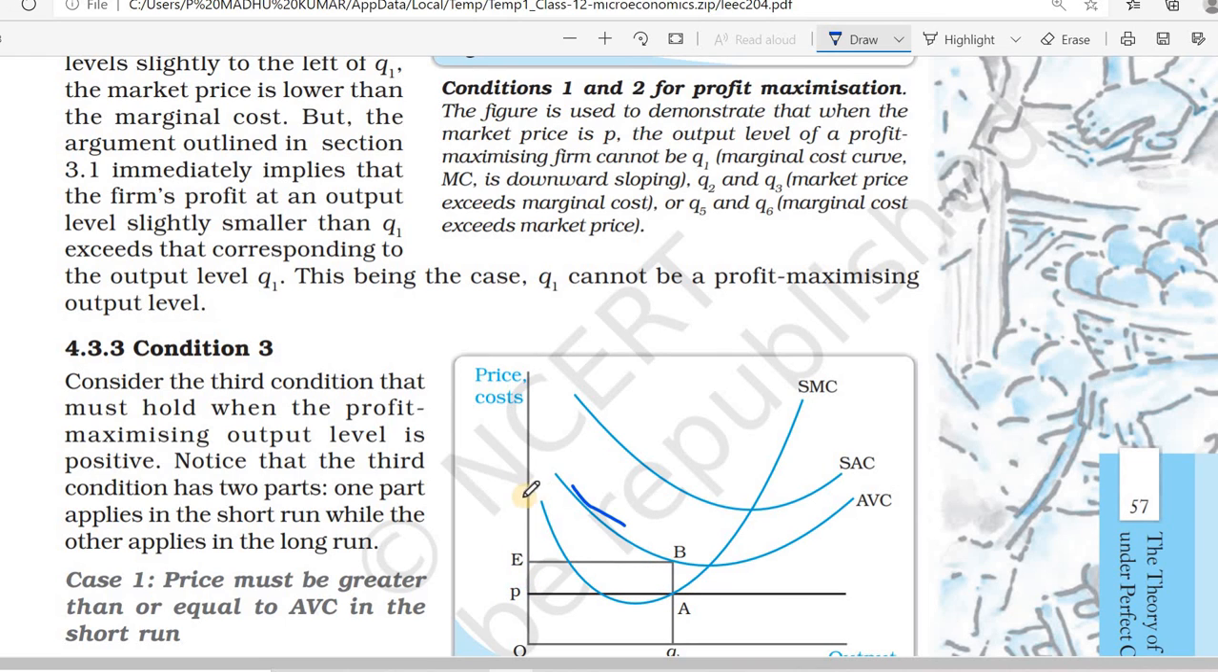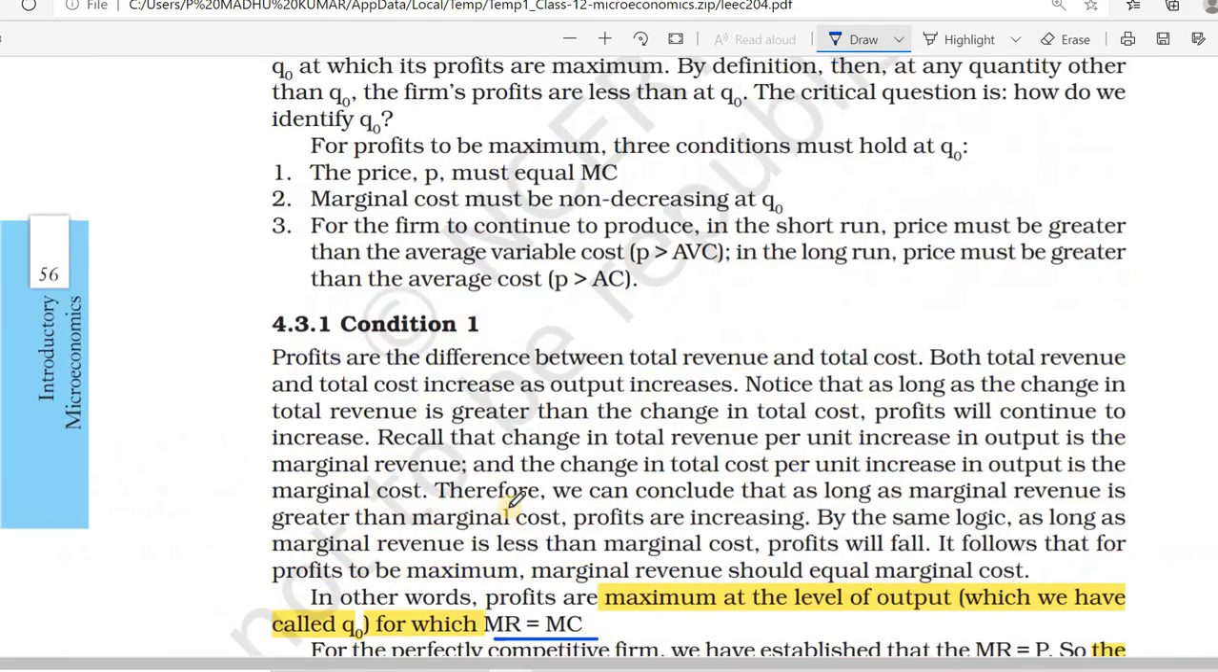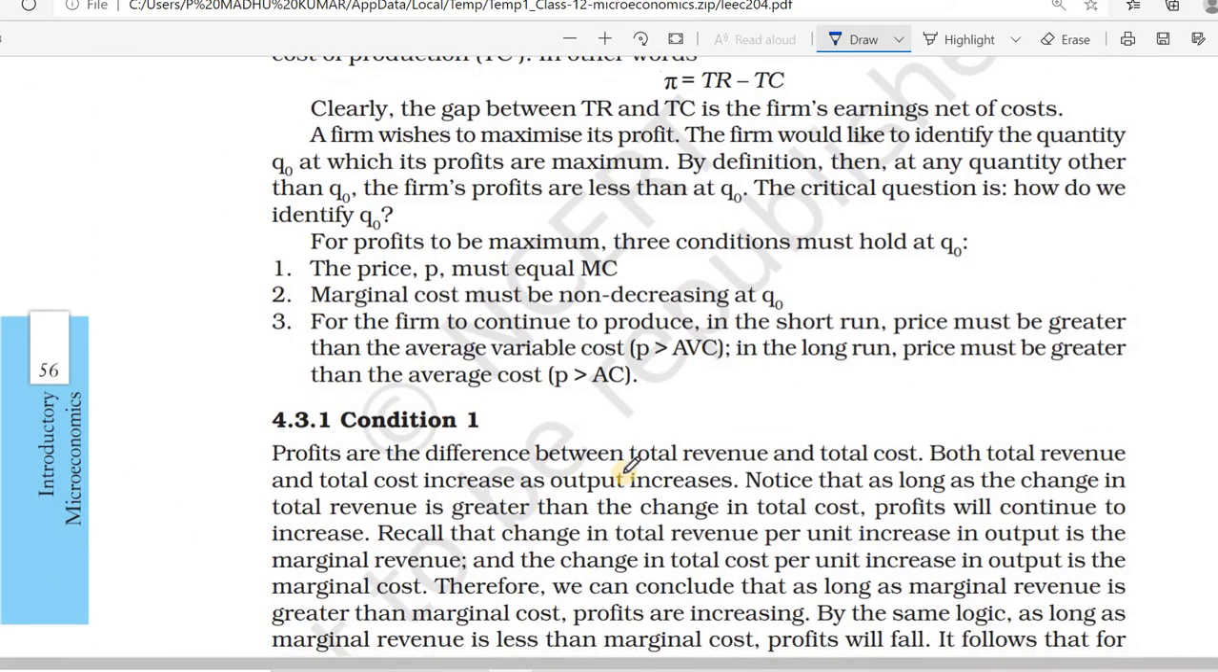Then there are three conditions. First, P should equal MC. Second, MC must be non-decreasing at Q0. Third, price must be greater than or equal to average variable cost, or greater than average cost.